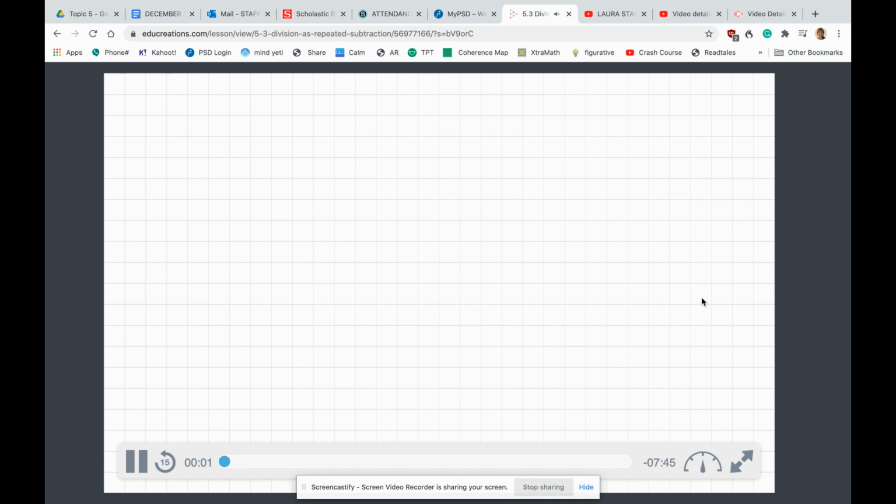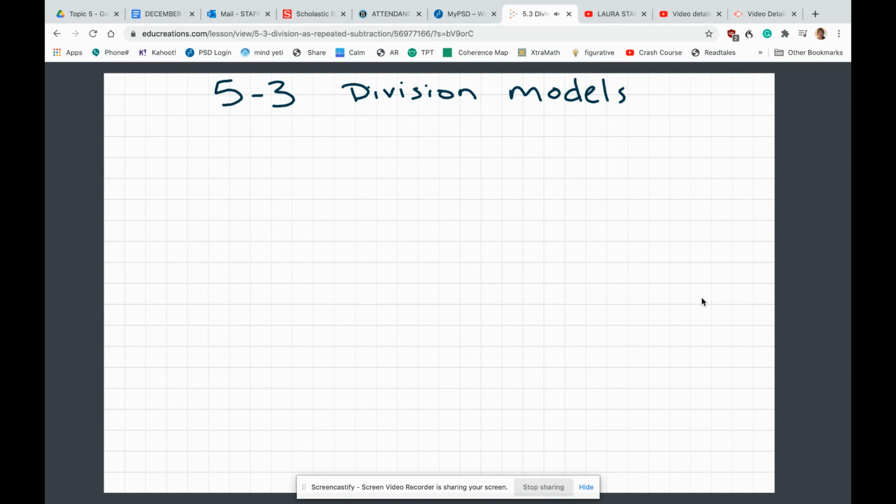Hey everybody, today we're going to be looking at models of division and trying to really remember what division is about. Pause your video and think of a definition of division right now. Most of you are probably thinking division has to do with putting together groups, dividing out groups of. So it's the inverse or the opposite of multiplication.